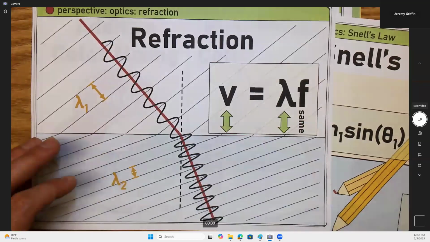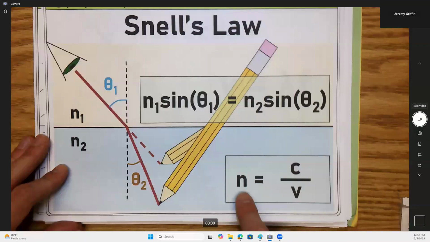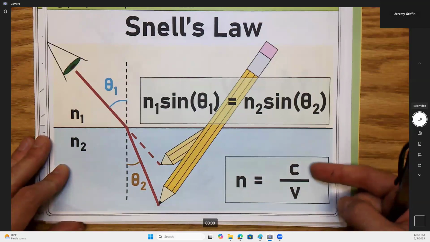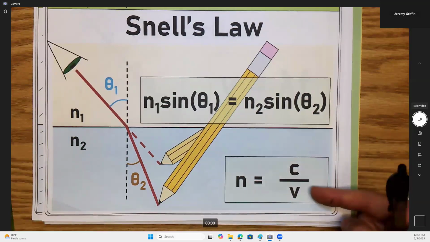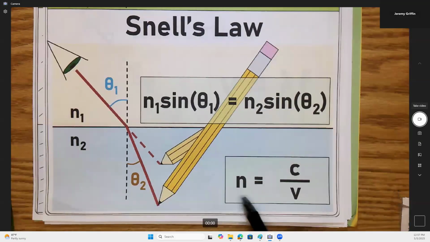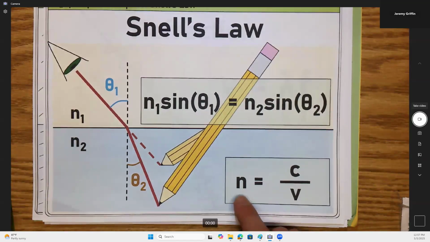Now, how much does it slow down is related to something called the index of refraction. You guys remember this n right here is the index of refraction? So you got the speed of light in a vacuum, 3 times 10 to the 8 meters per second, compared to the speed of light inside the particular medium. Does anybody know or remember what is the index of refraction of water? It's like 1.33, I think, 1.33, right?